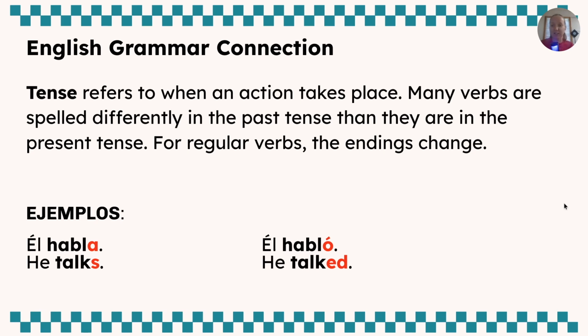It has different endings. So our example here is in English, he talks. That's the present tense. That S is our verb ending to show us that we are in the present tense. In Spanish, we have él habla. That A is the verb ending that we use to show that we are in the present tense in Spanish. Then we have he talked. That ED, that's for all of our regular verbs. If it's in the past tense, it ends in ED. In Spanish, our verb ending that shows us this, we have él habló. Accents are important, and this shows us why.